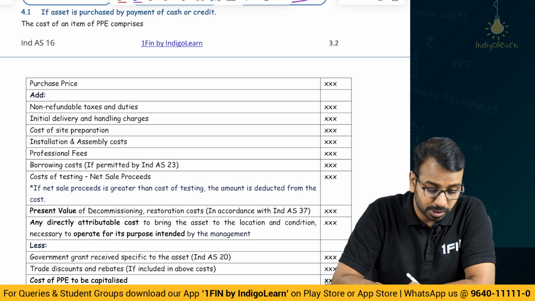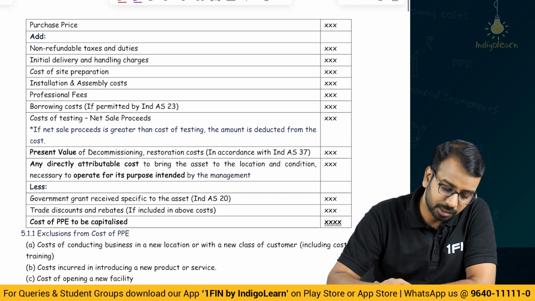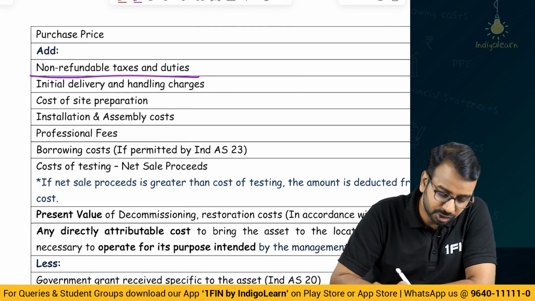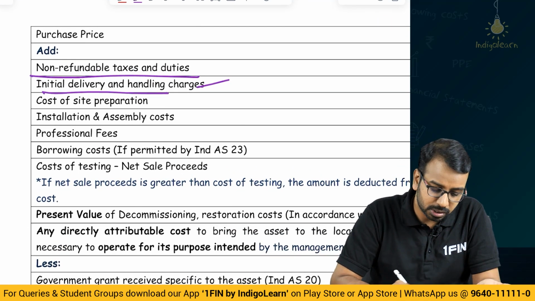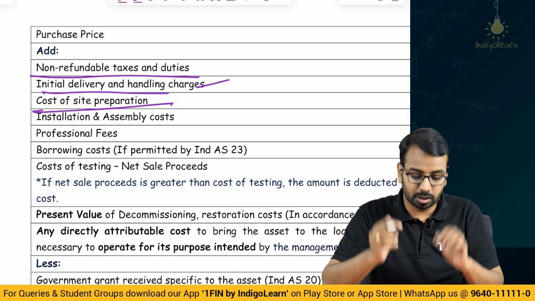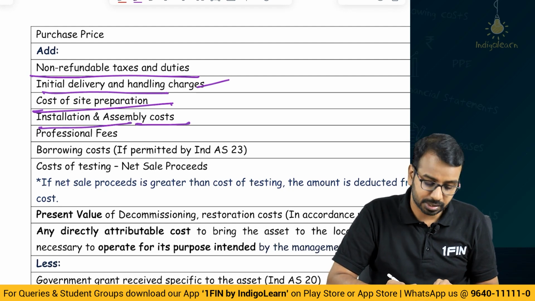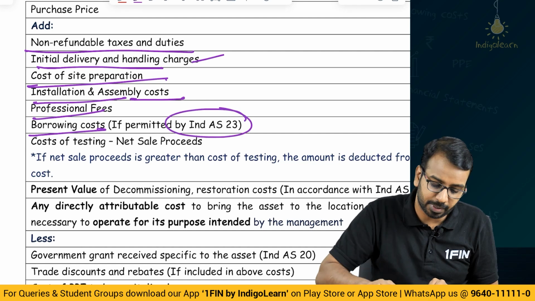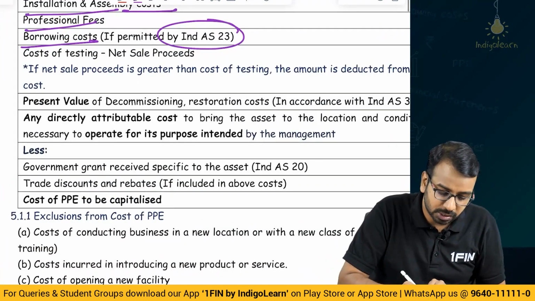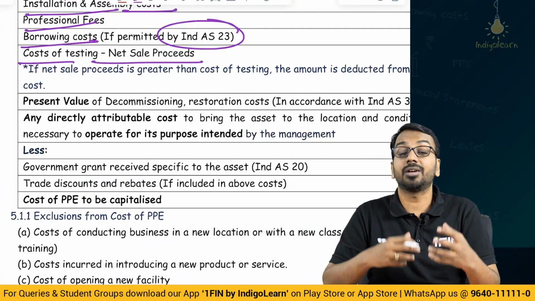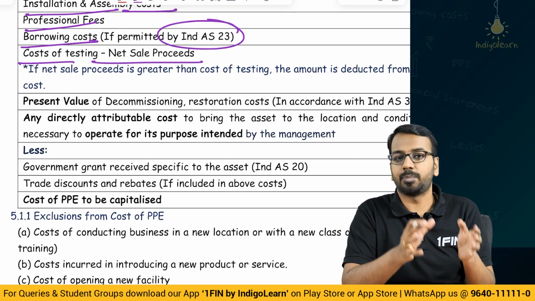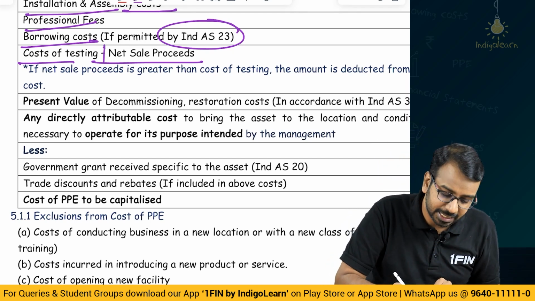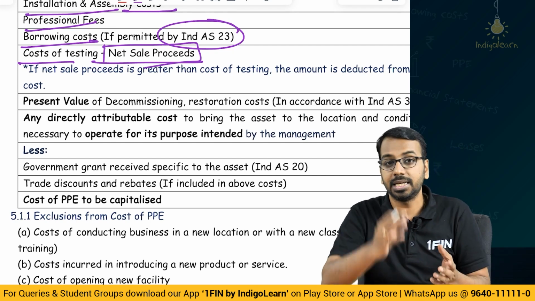Now the next question is, what is the cost of an item of PPE? You will take the outright purchase price, then non-refundable taxes and duties, initial delivery and handling charges if given, cost of site preparation if you have to prepare the site to install the machinery, installation and assembly cost, professional fees for design and all of those things, borrowing cost if permitted by IndAS 23, then cost of testing minus net sale proceeds. If there is any cost of testing to make the PPE ready for its use, that also you will capitalize, but if there are any incidental sale proceeds while testing, that will be reduced.